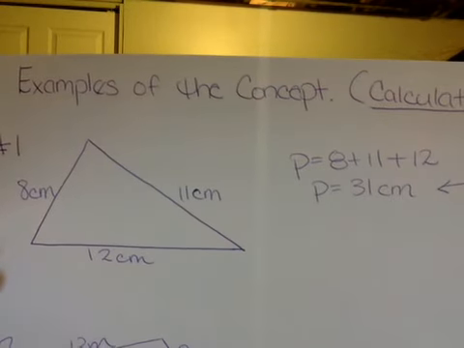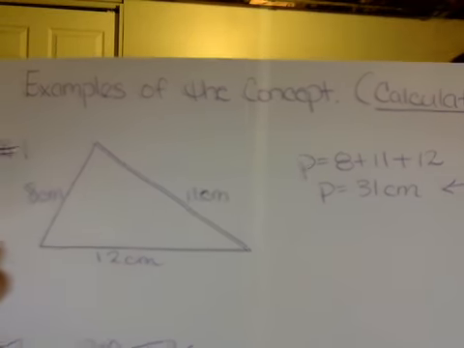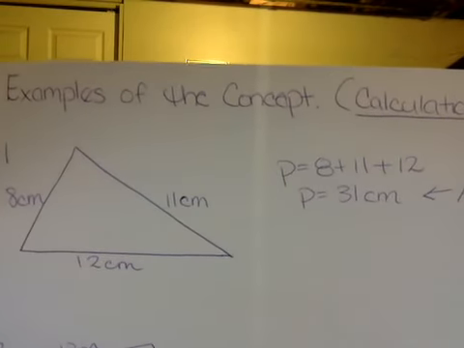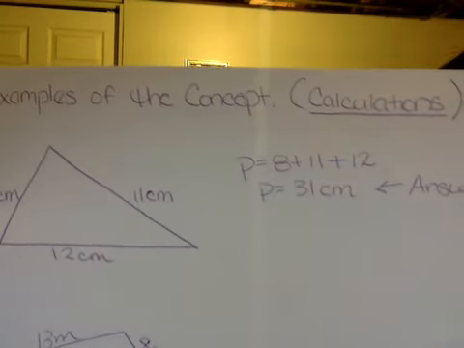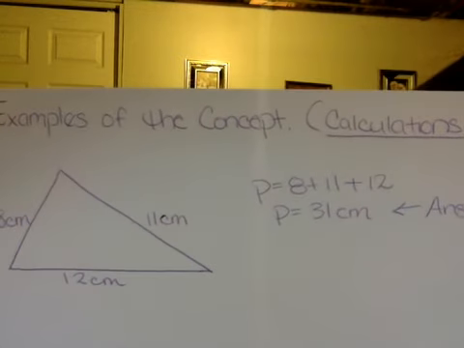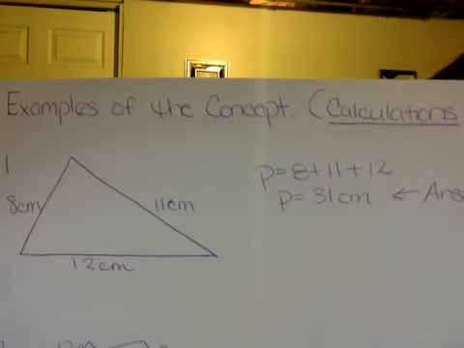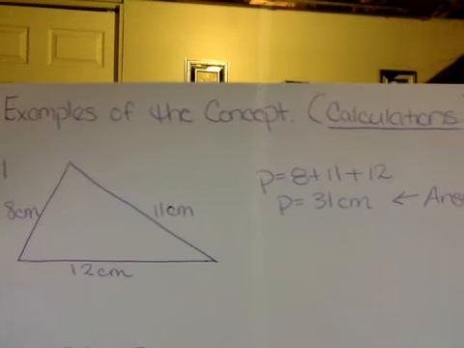it says 8 centimeters plus 11 centimeters plus 12 centimeters equals 31 centimeters. And this is your answer. This is finding the perimeter of a triangle. Now that you've seen the first example, I found it from the Alex program. It helped me understand the whole concept and the whole method of finding the perimeter with different shapes.